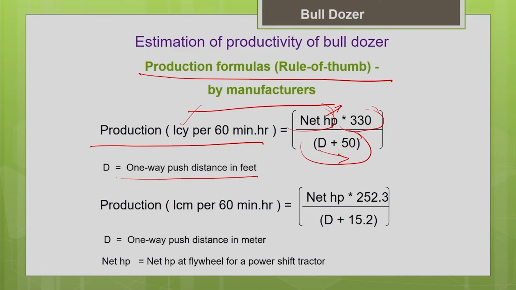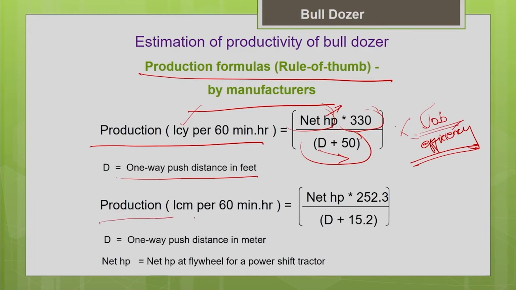So, when you use this thumb rule, according to your working efficiency or the job efficiency in your project site, you have to multiply this value with the job efficiency for your project site condition. Whether you are going to work for 45 minutes an hour or 50 minutes an hour, you have to apply that to this value.